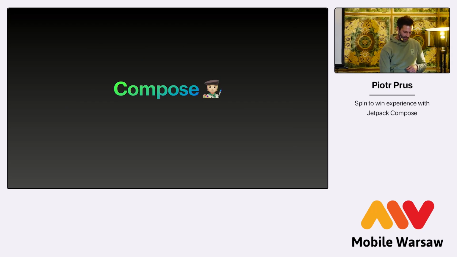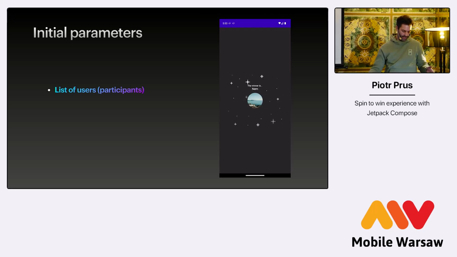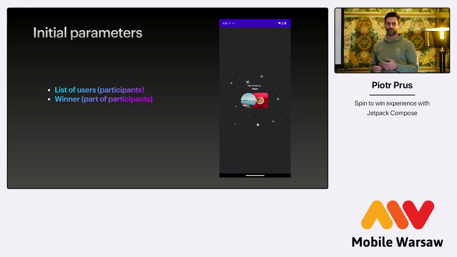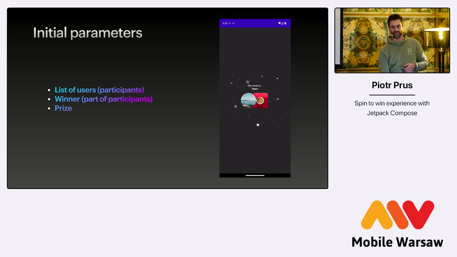So let's talk briefly about Compose. Here we need to have some initial parameters to reveal this winner. First of all, we need to have a list of users, our participants in the giveaway, and then we need to have a winner, which is part of the participants. And surprise, surprise, when we are displaying this animation, we already know the winner. I know it's a little bit of a lie for the user, but this is how it is. We need to know who is the winner, because otherwise, how could I stop the animation at the right point? And of course, we need to know what the prize is.